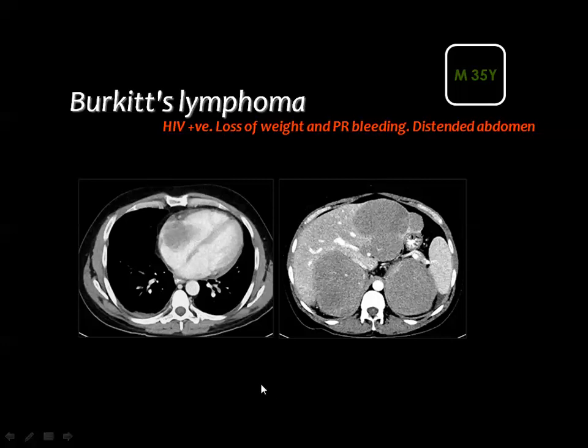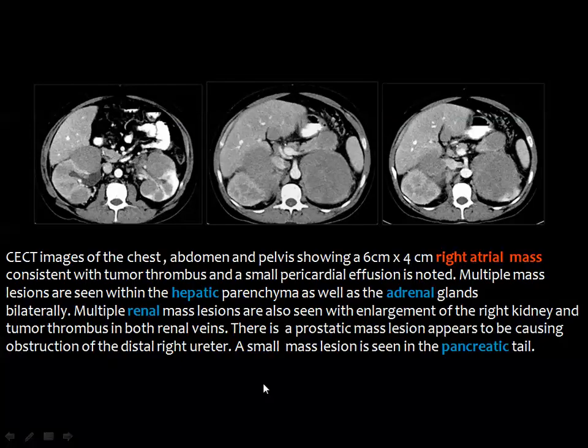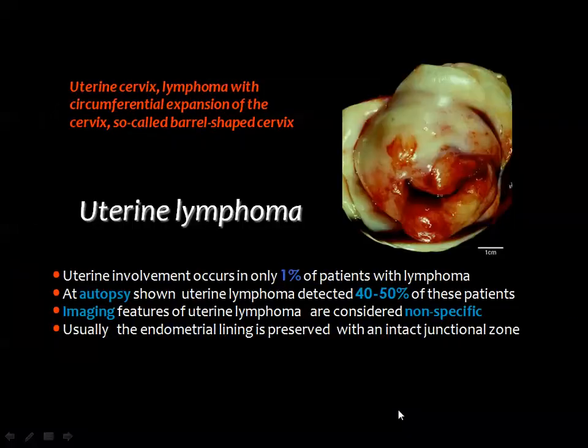in the adrenal glands. Lower down, you can see multiple lesions in the kidneys and also a lesion in the pancreatic tail. This was a Burkitt lymphoma affecting the right atrium, the liver, adrenal glands, the kidneys, as well as the pancreatic tail.